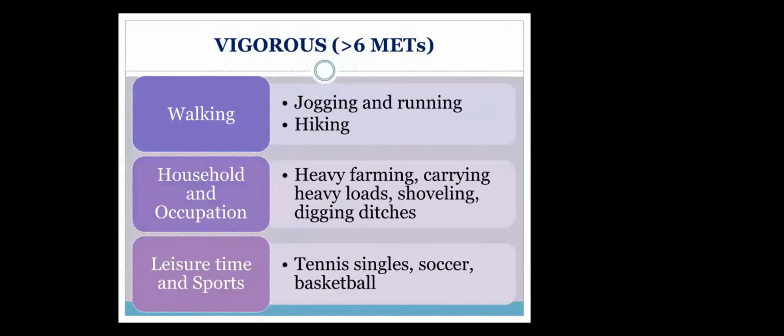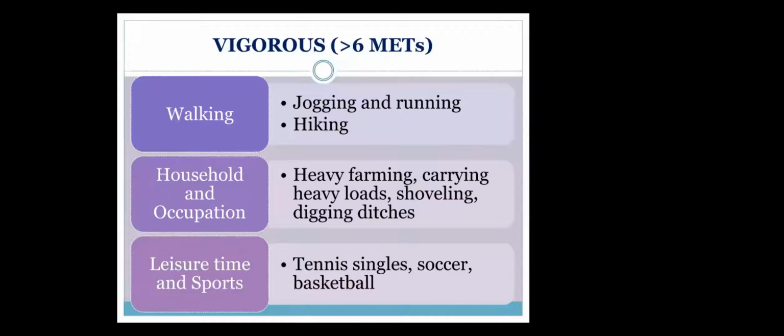Vigorous intensity activities will have a MET range of more than 6. In case of walking, it is jogging or running or hiking. Household and occupation related are heavy farming, carrying heavy loads, shoveling, digging ditches, and so on. Leisure time activity or sports will include tennis singles, soccer, basketball, and so on. So if you have some rough approximate idea about all these three activity categories in all these three domains, whatever activities patients tell you, you can still classify it, whether it will be low intensity, moderate intensity, or vigorous intensity.